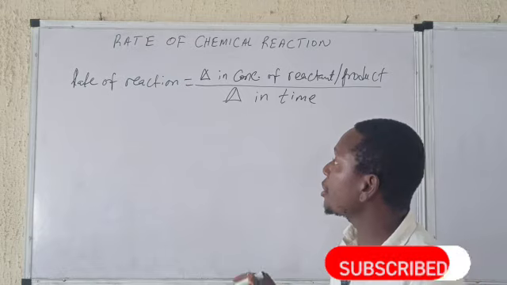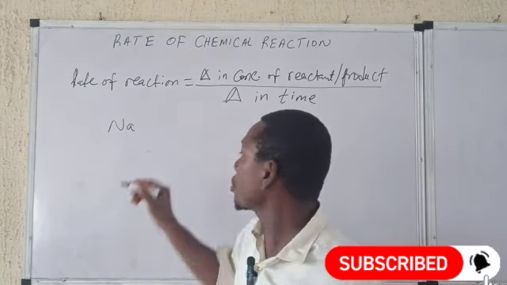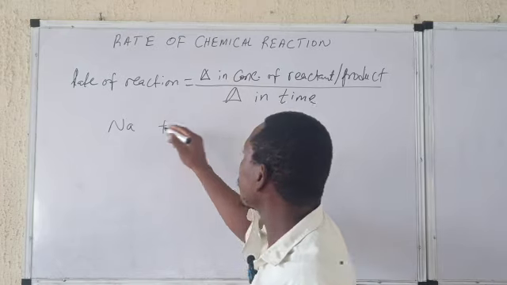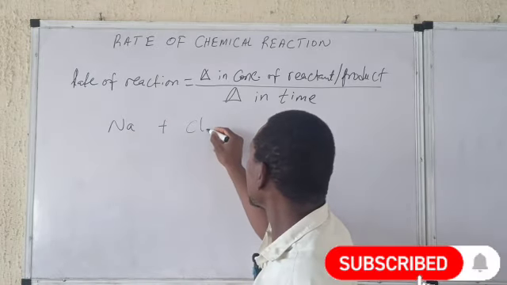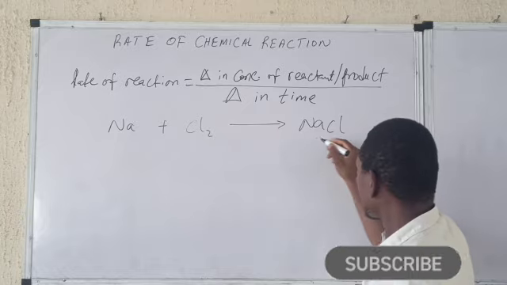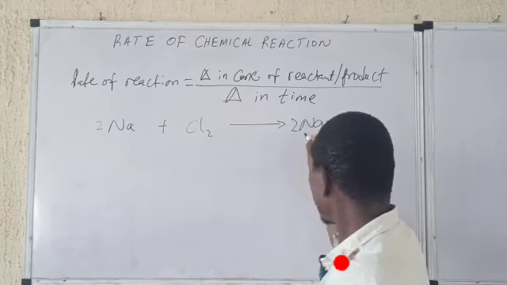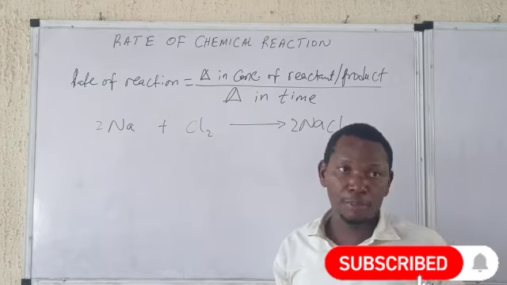Now, I'll be using a very simple chemical equation to explain this. Let's assume that our common table salt is gotten from the reaction of sodium with chlorine to give sodium chloride. Let's balance the chemical equation. You just put your 2 here. So the chemical equation is balanced now.